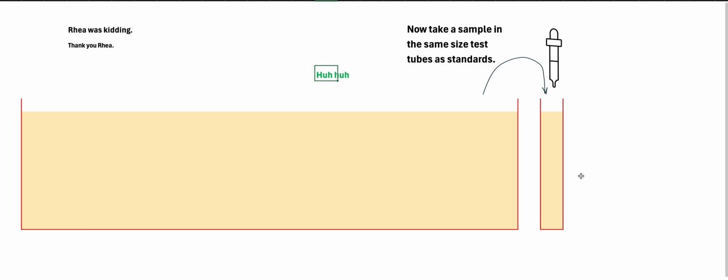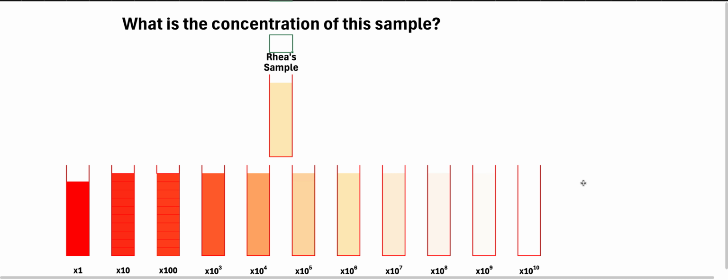Now take a sample in the sample size test tubes as standards. Okay, and there is a sample of it. So a sample of that whole great big vat. And now we're going to compare it to the standards we made. We already know what times 1, times 10, times 100 and so on, all the way up to a billion, 10 billion. Now, what does that look like it compares to? 10 to the 4th, 10 to the 5th, 10 to the 6th? What do you think that looks most closely matched with?